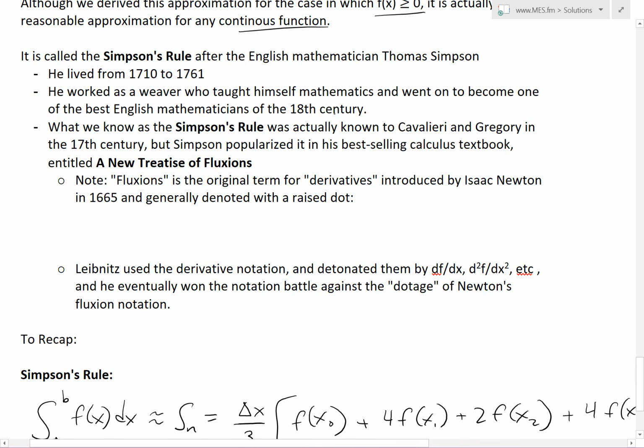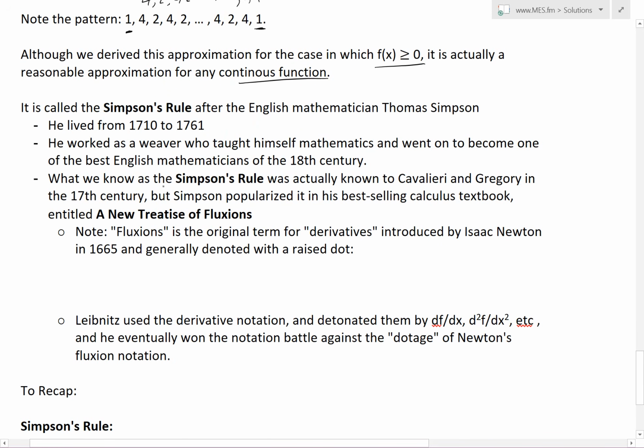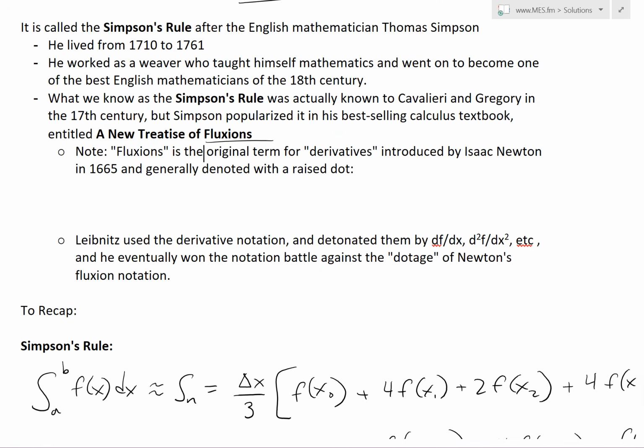Another part of this little history lesson: what we know as Simpson's rule was actually known to Cavalieri and Gregory and other, I believe, English mathematicians in the 17th century, but Simpson popularized it in his best-selling calculus textbook, A New Treatise of Fluxions. Interestingly enough, fluxions is the original term for derivatives, which was introduced by Isaac Newton in 1665 and generally denoted with a raised dot. So for example, y dot or f dot. So these are the derivatives.